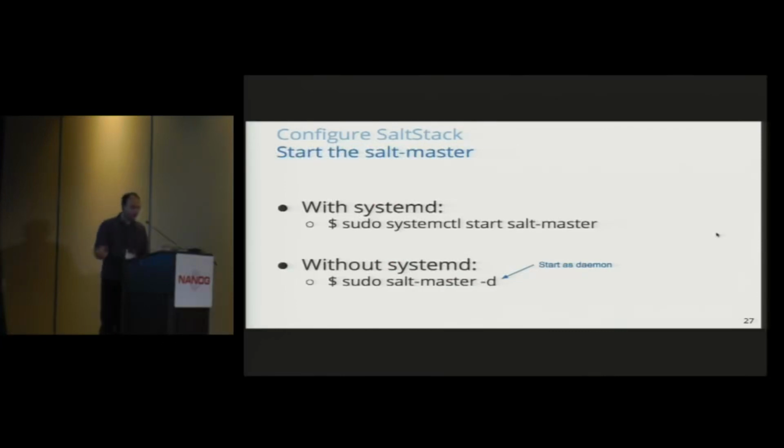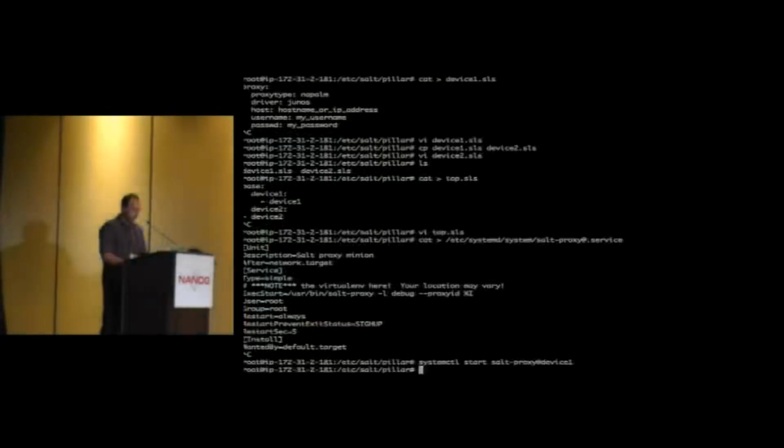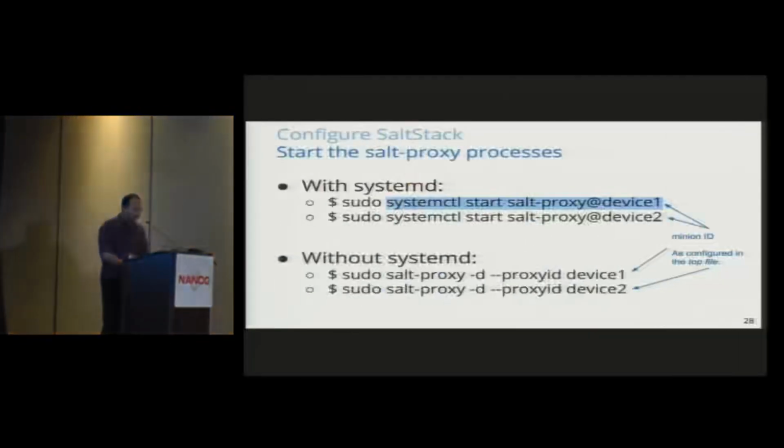How to start the salt master? We've already done that, we have restarted. And now how to start the proxies. Like that, and like that, and this uses the systemd file, because the systemd file was called salt-proxy@. If you don't have the systemd, you will need to do it manually, and not forget about this option, -d, to start them in daemon mode.